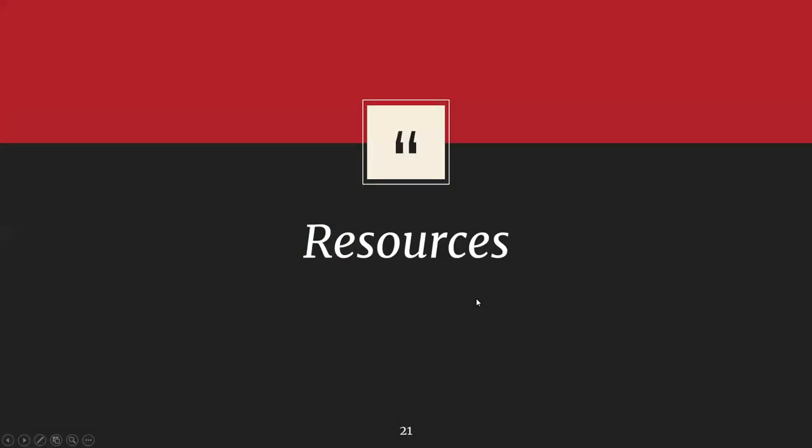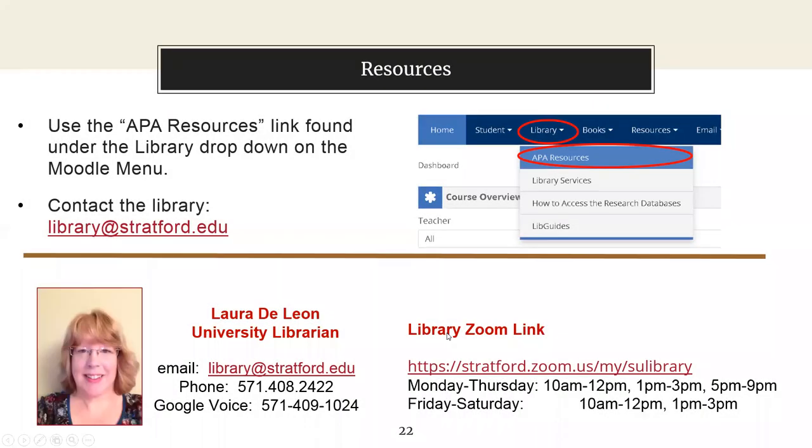Okay, so how do you know how to do all of this? What are your resources that are available? Again, I'm going to send you a copy of this PowerPoint. But you also have myself, you can always email me at ldeleon@stratford.edu, or you can use the library address, either one of them.